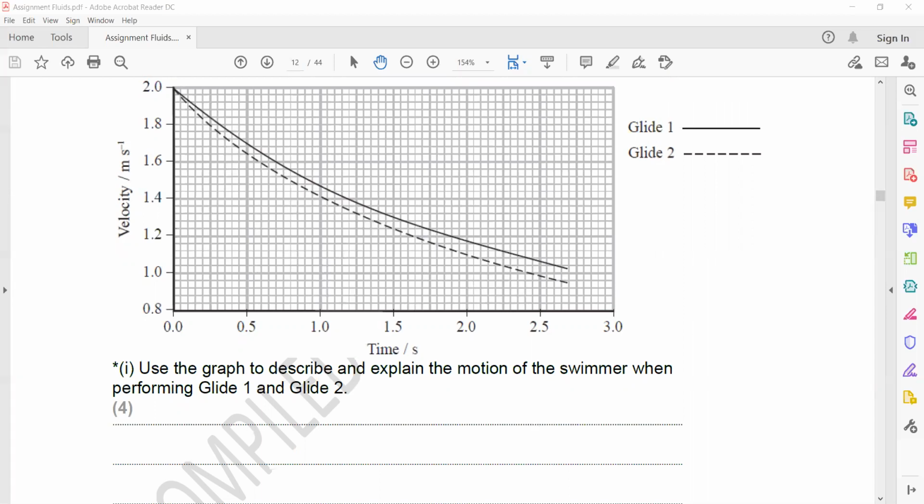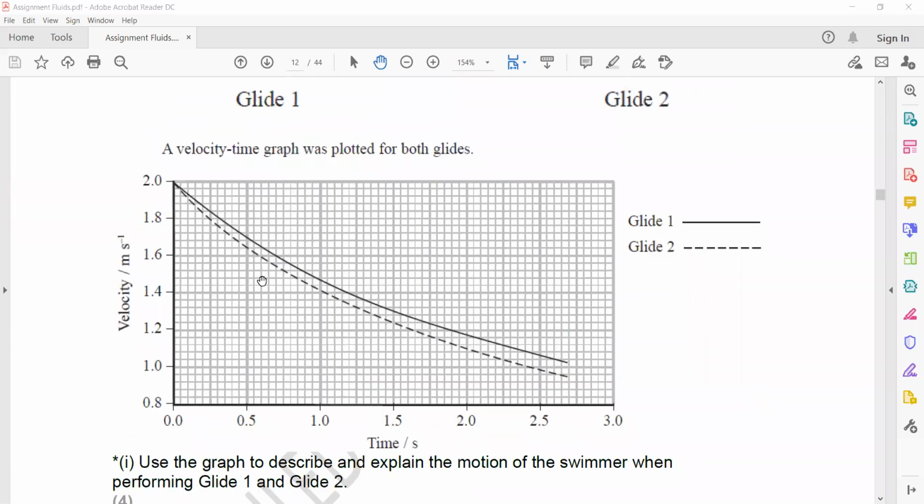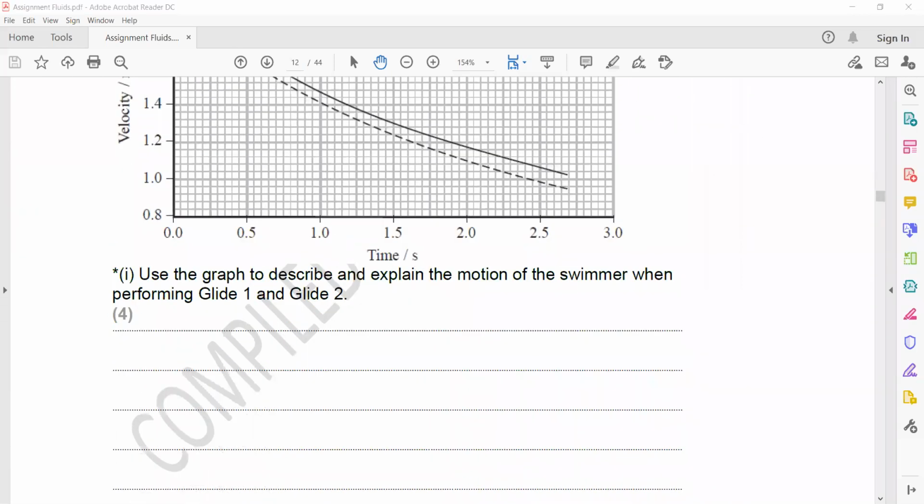So how do we explain this? For both cases, the velocity is decreasing. That is one thing. But the decrease in velocity for glider 1 is smaller than the decrease in velocity for glider 2. And what is the reason for that? Glider 2 has a larger area, so it will experience greater drag force, the force which is opposing the motion.